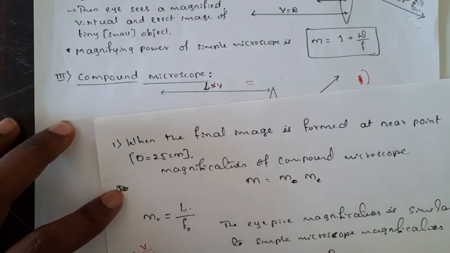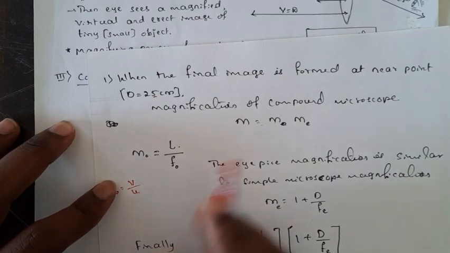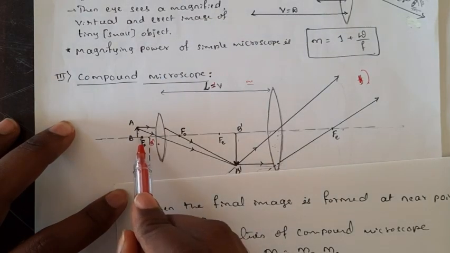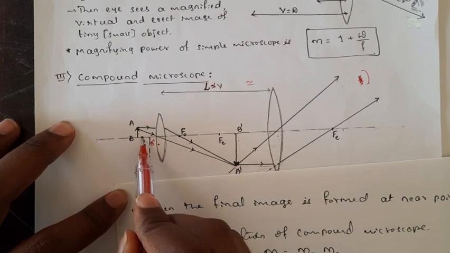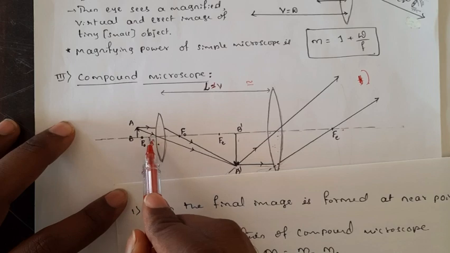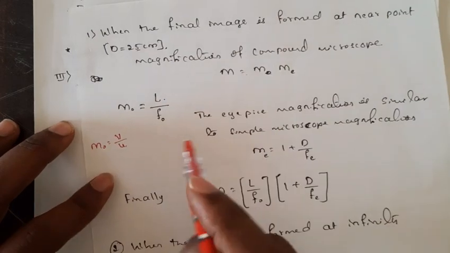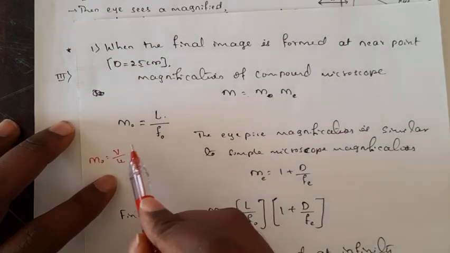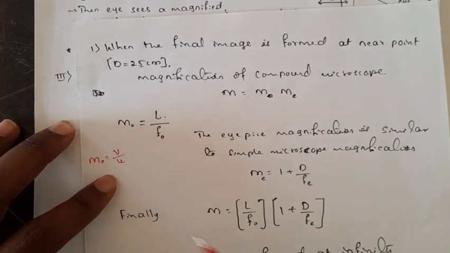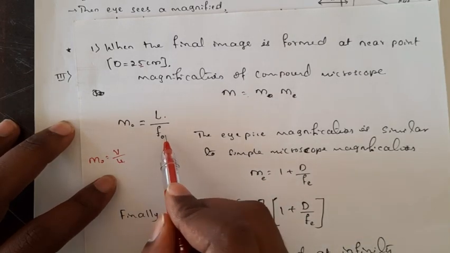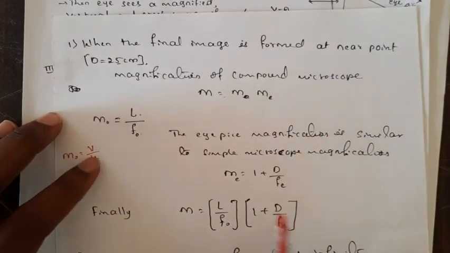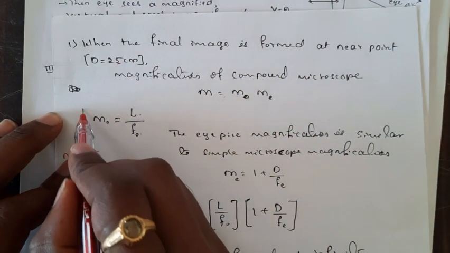And what about the object distance u? We know we kept the object just beyond f naught. So if f naught is 10 centimeter, here it will be 10.1 centimeter. 10.1 is closer to 10, so it doesn't make much difference. So instead of u, I have written f naught, giving L by f naught. So this is the magnification of the objective lens.